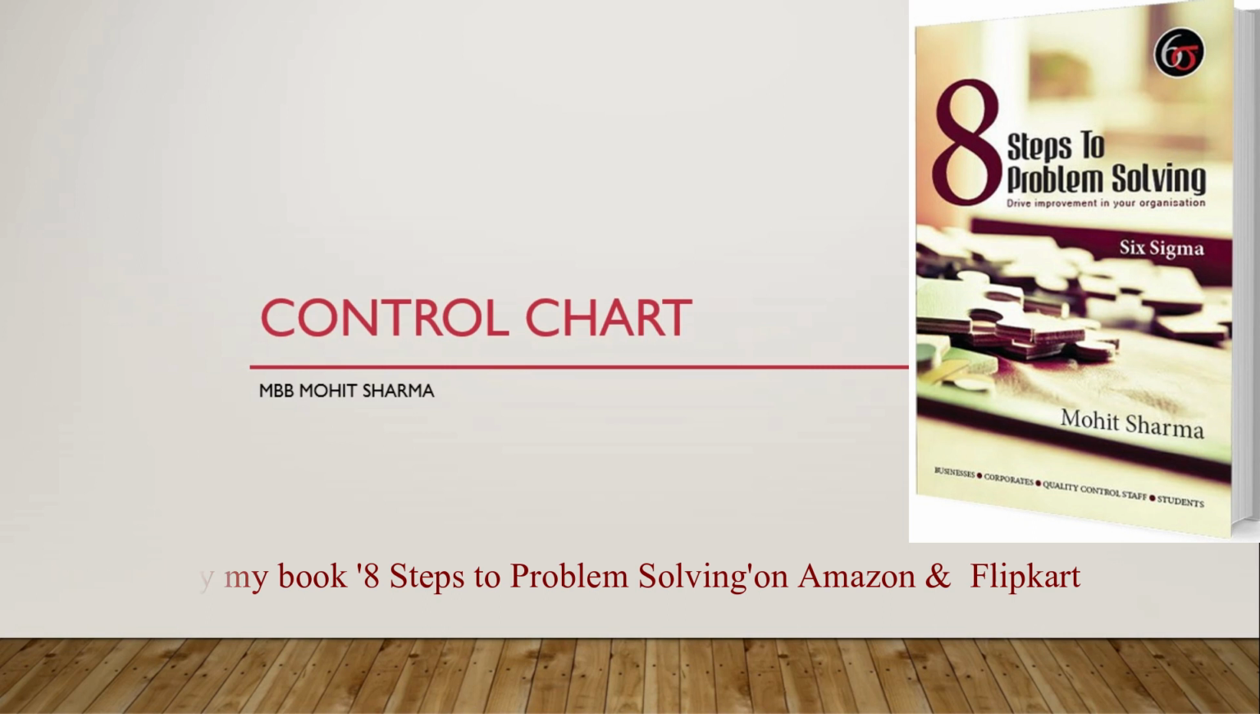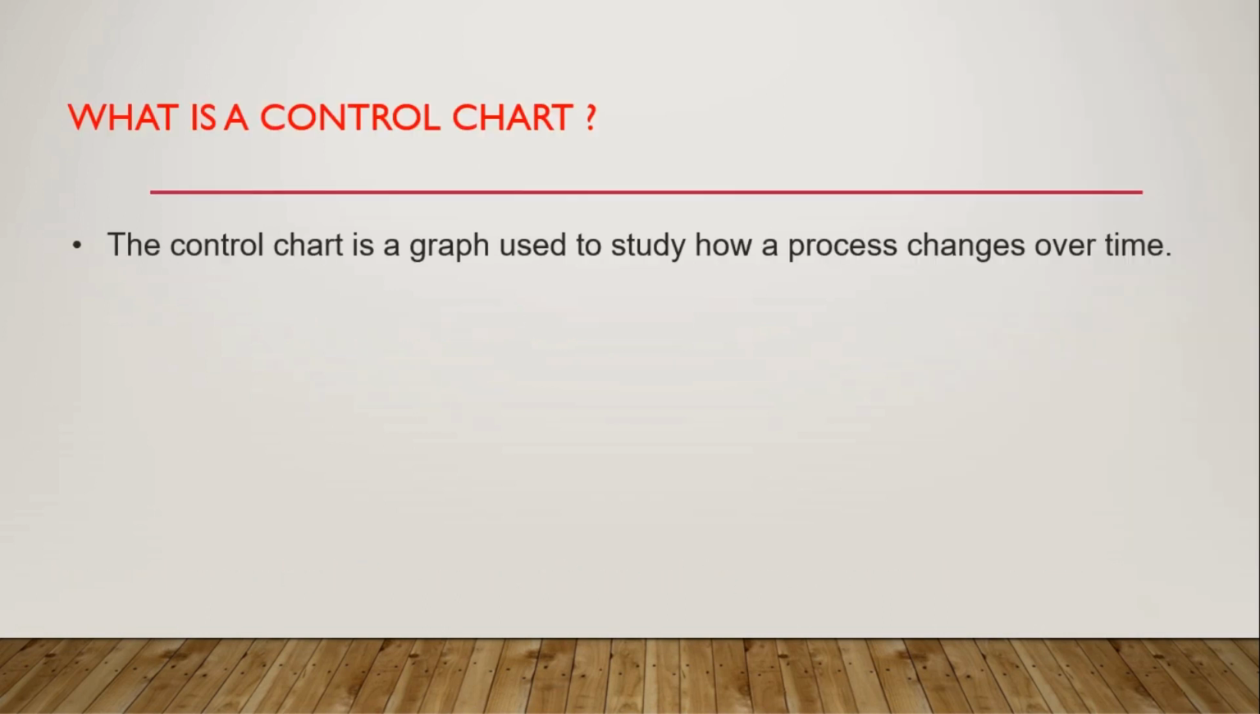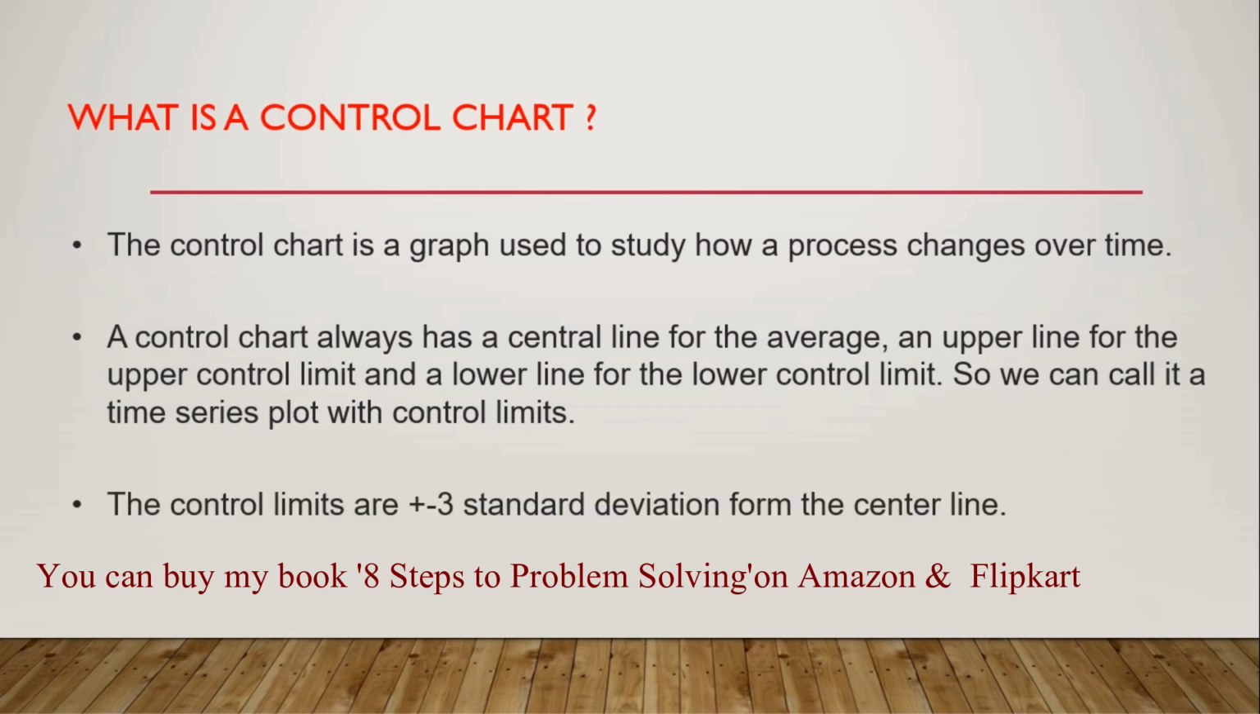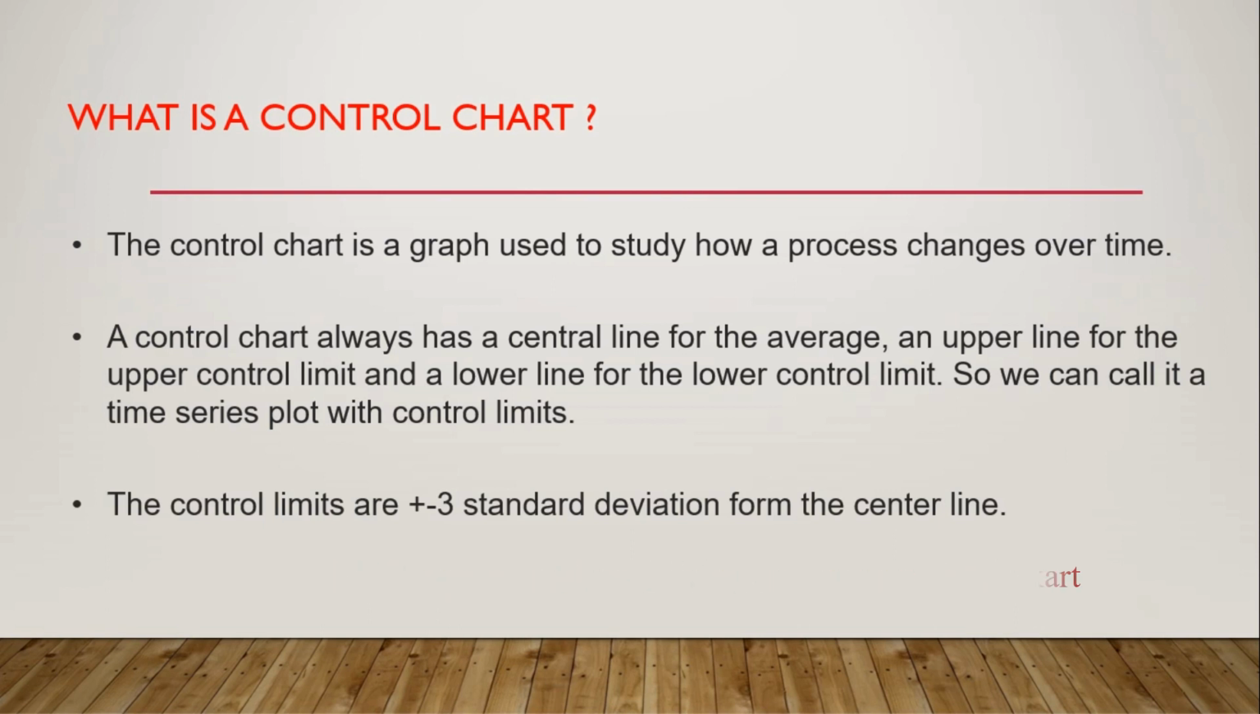Before we proceed, let us quickly revise what a control chart is. The control chart is a graph used to study how a process changes over time. A control chart always has a central line for the average, an upper line for the upper control limit, and a lower line for the lower control limit. So we can call it a time series plot with control limits. The control limits are plus minus 3 standard deviations from the central line. So when we are creating a control chart in the Excel sheet, we will have to keep all these 3 points in our mind. So let's see how we can do that in Excel.